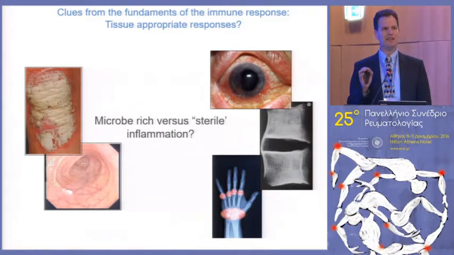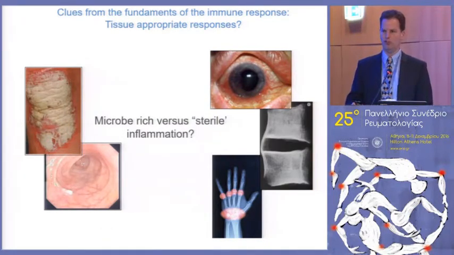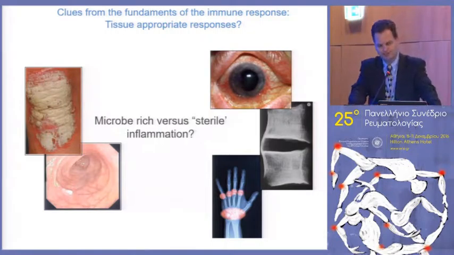So we should not make an expectation that when we give a single antibody against a single cytokine, we will get the same response in the skin and the joint, because the responses are not meant to be the same. And it's actually very interesting.